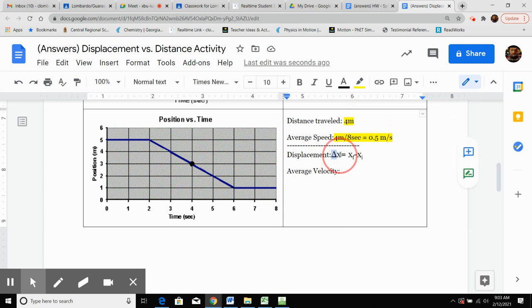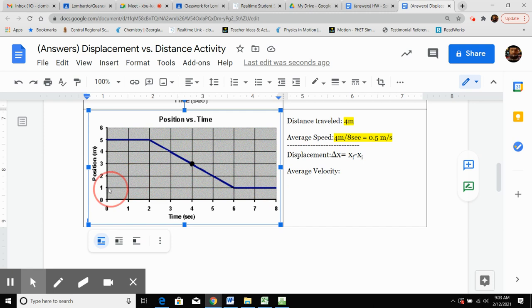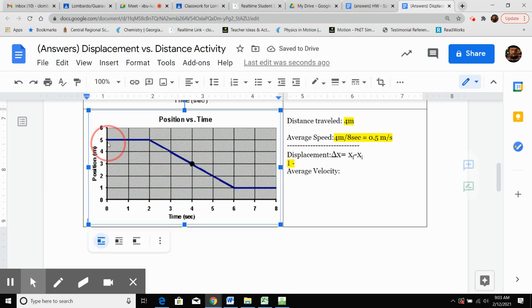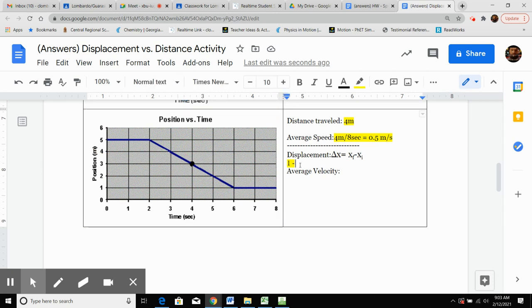So now we've got to find displacement, delta x. So final position minus initial position. At 8 seconds, that's the final part of the trip. Where are we? We're at 1. So that is x sub f. So we're going to start at 1, now we put the minus. Okay, well, where were we originally? At 0 seconds, we were at 5. So that's the initial position. So we have 1 minus 5, and that is going to equal, good, very good, negative 4 meters.